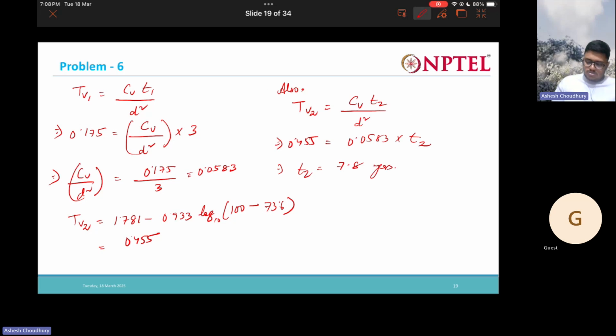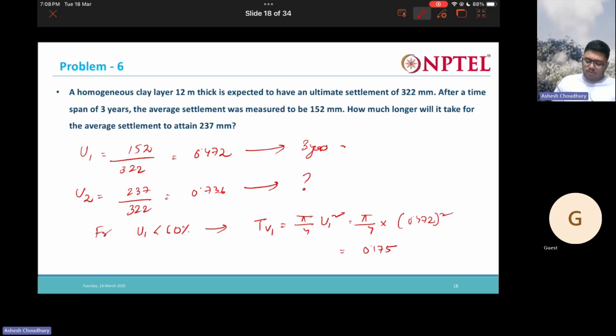years. So for 152 mm settlement, 3 years is taken, and for 237 mm settlement, 7.8 years. Okay, so this is how we need to solve it.